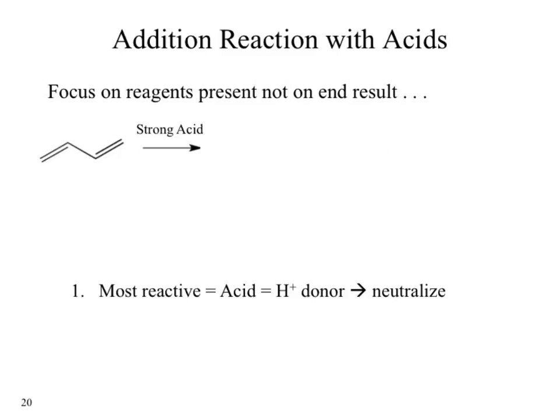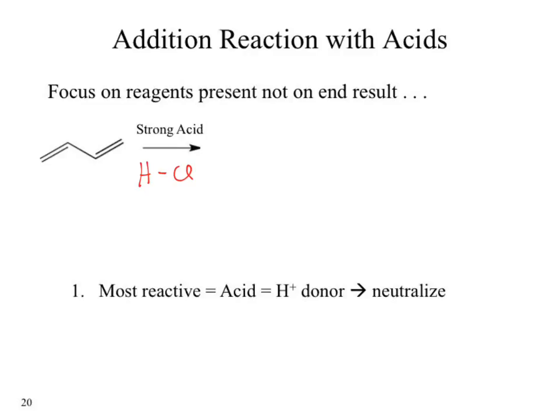I love magic. Okay, so let's take a look at reacting our alkenes or doing an addition reaction with acids. Focus on the reagents present, not our end result. So if we go through and take our alkene and we add a strong acid, okay, give me an example of a strong acid. Hydrochloric acid, good. It's always fun asking an open-ended question. You never know what you get, like resonance. I appreciate that. HCl. Okay.